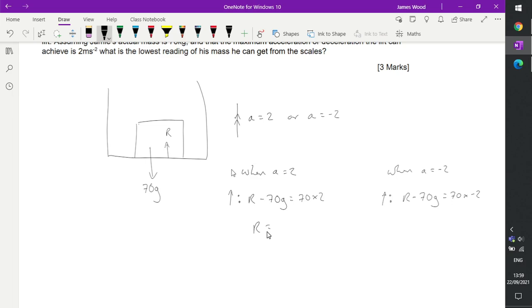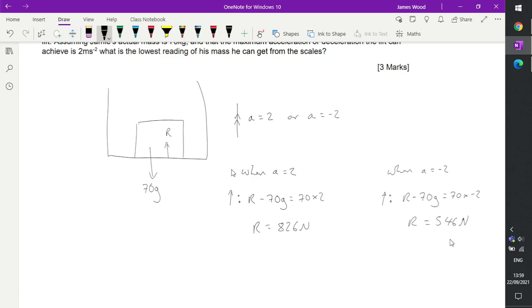So if a is 2, then R would come out as 826 newtons. And when a is minus 2, R comes out as 546 newtons. So obviously when the lift is slowing down would be the time for me to take my measurement.